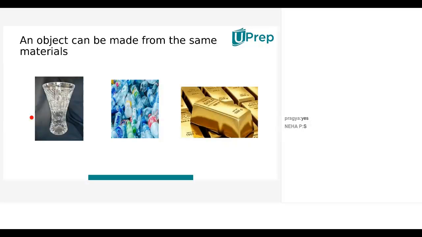Okay, an object can be made from the same material. For example, glass is made up of silica. Plastic consists of polymers, where the monomers keep on repeating. The entire polymer consists of only one kind of material, a recurring type of monomer, so we get a big polymer chain. So plastics, glass shards and a gold bar are all different objects made with a single kind of material, and this is considered one of the criteria.